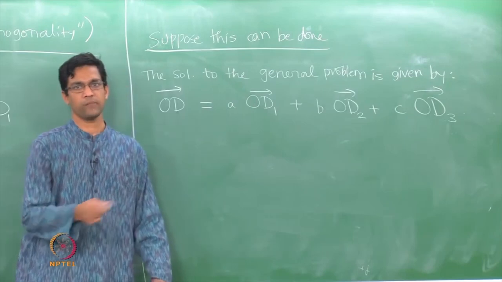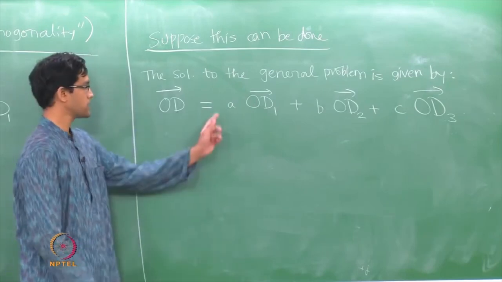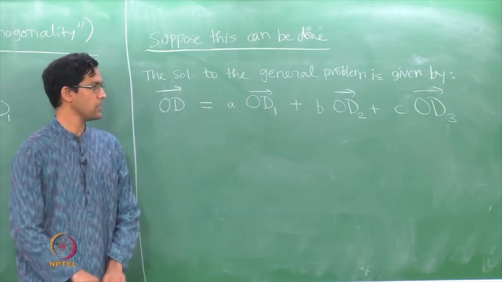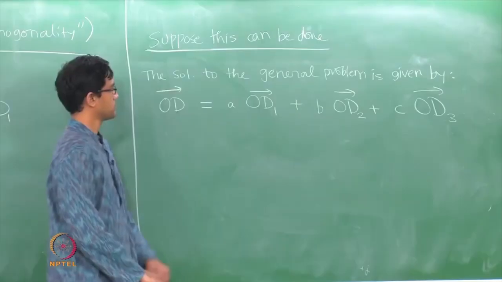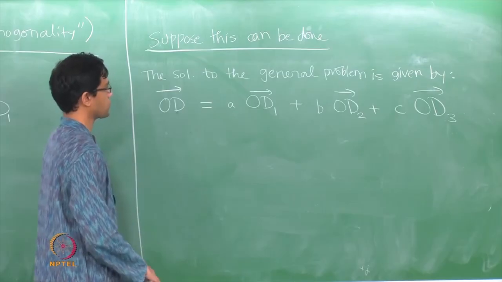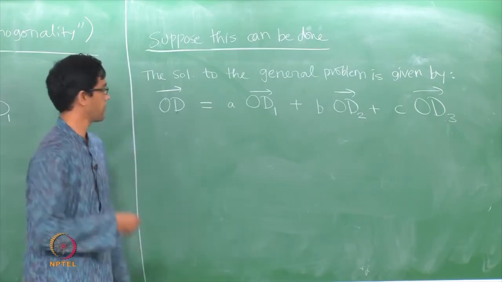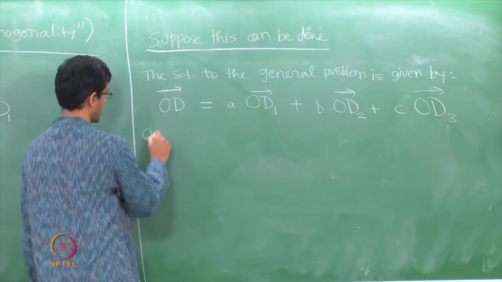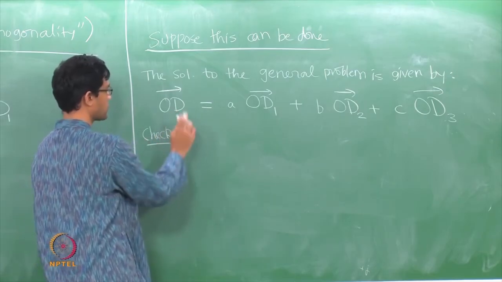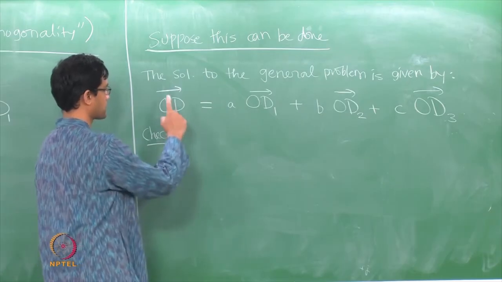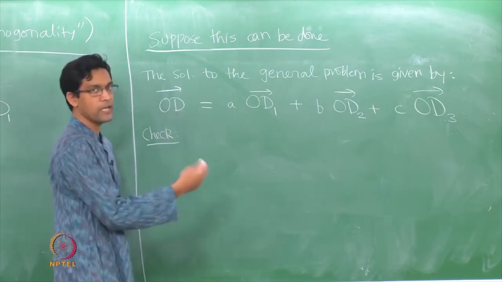Okay. So I have these three points D1, D2, D3, and here's the linear combination with A, B, and C, those given three numbers. This linear combination, we claim, is going to be a solution to the general problem. Okay, so let's check that this is in fact true. What do we need this point D to satisfy? It needs to have prescribed dot products with OA, OB, and OC.